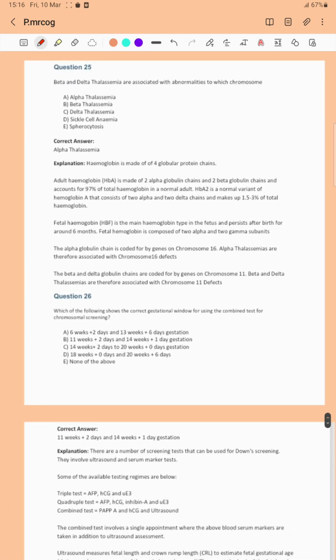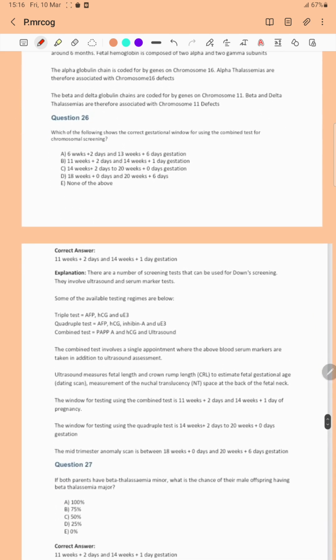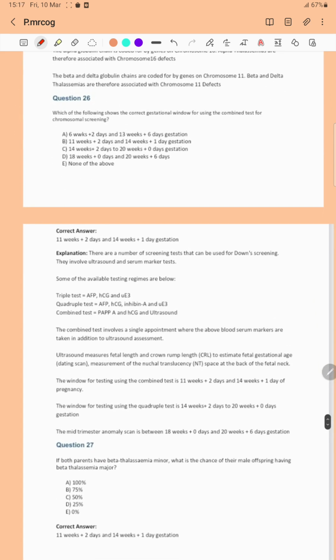So next question, beta and delta thalassemia are associated with abnormality of which chromosome? Yes, we have just discussed that it is associated with chromosome number 11. Next question, which of the following shows the correct gestation window for using the combined test for chromosomal screening? For chromosomal screening, the window is 11 plus 2 weeks to 14 plus 1 days of gestation.